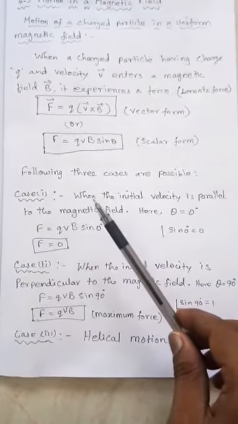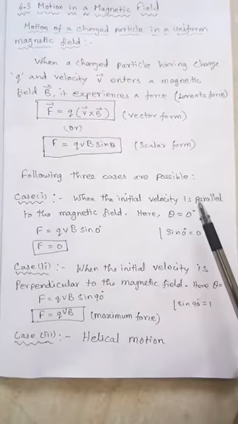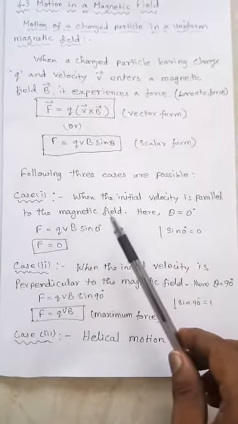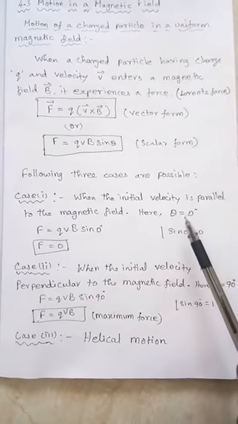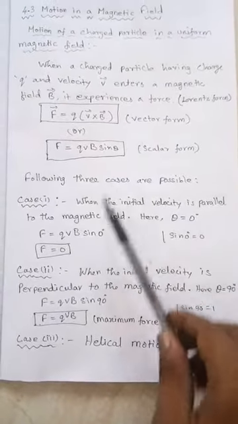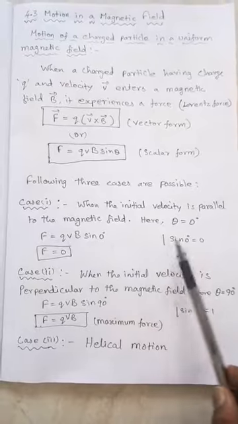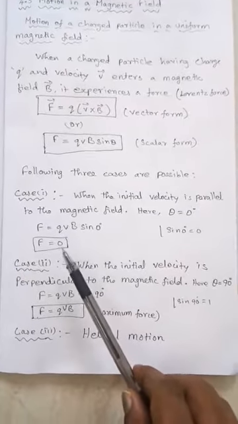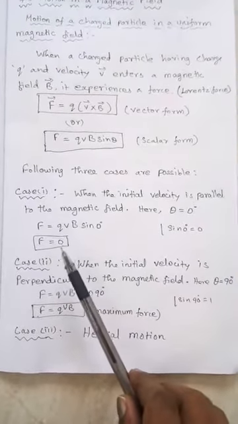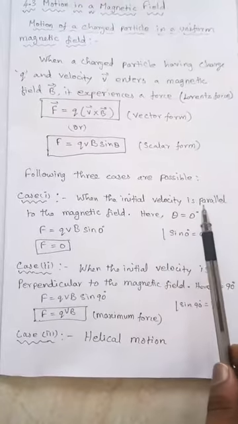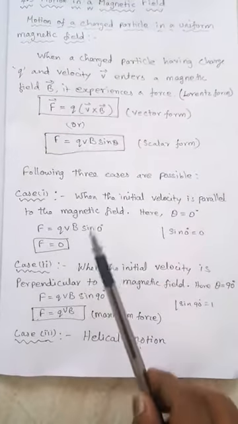First case, when the initial velocity is parallel to the magnetic field, that means theta is equal to 0. Substitute here: sin 0 will become 0, so the total force will become 0. That means there is no force when the velocity is parallel to the magnetic field.